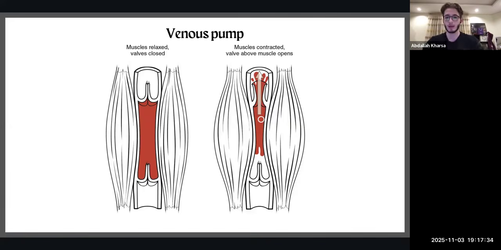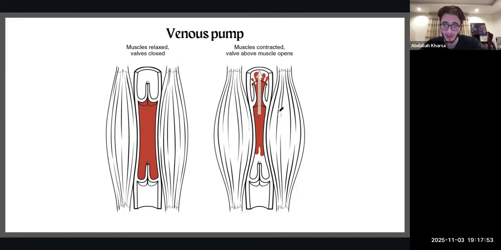Less, exactly, less. Because the muscles aren't contracting, so they're not pushing the veins, they're not squeezing the veins. So there's going to be less venous return. Another thing is that veins have valves. I want you to know this because these valves can break. We're going to talk about this in a bit.